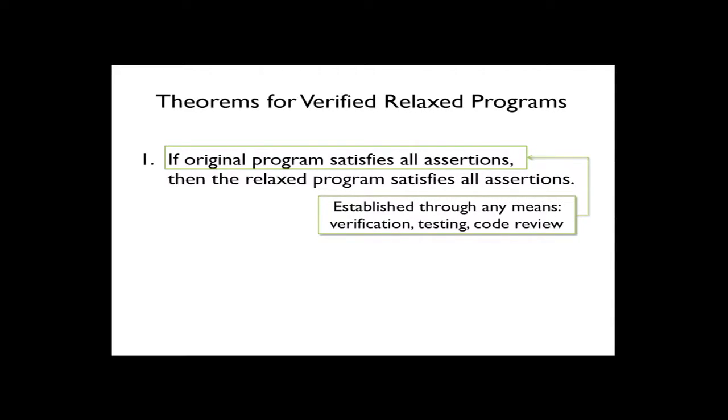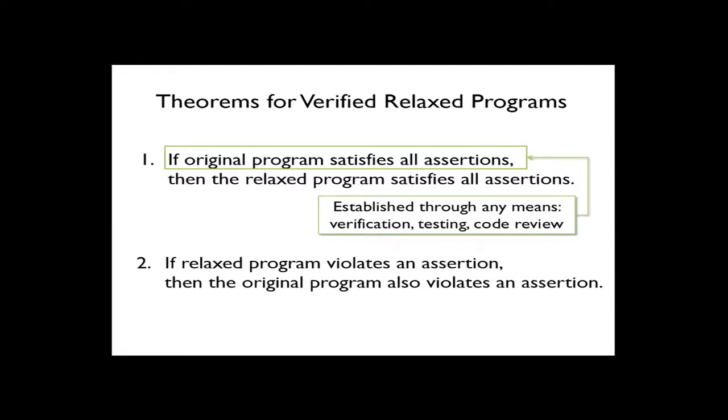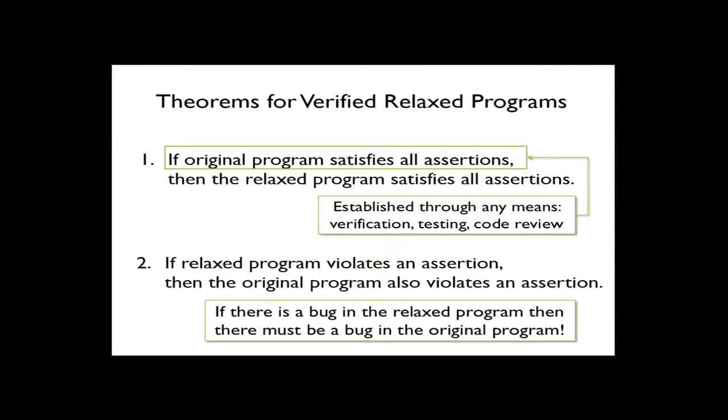The good question is, what happens if this isn't true? What if these assertions are not true? Well, the property that we can get out of the system is that if the relaxed program violates an assertion, then the original program also violates an assertion. Now, what's important about this is that you can observe now that if there's some bug in the relaxed program, then there must also be a bug in the original program.